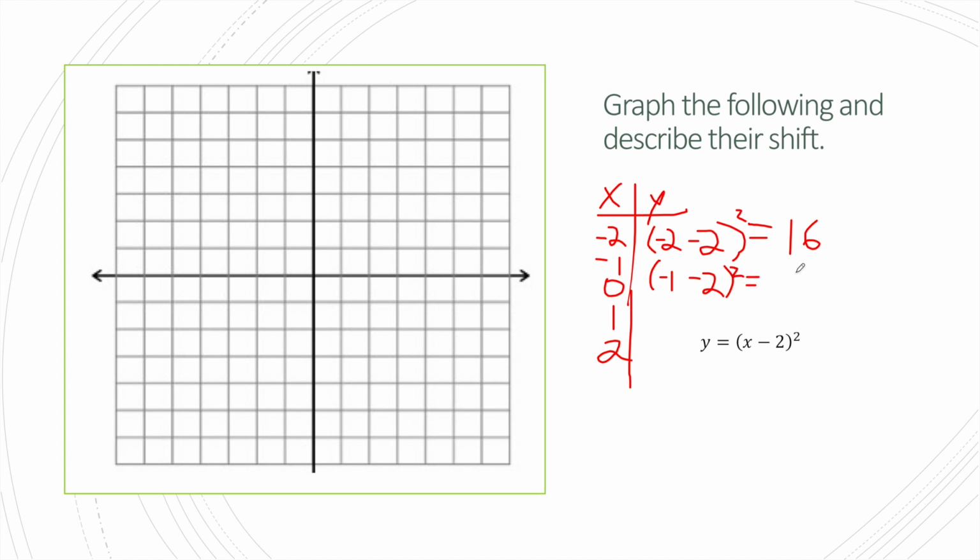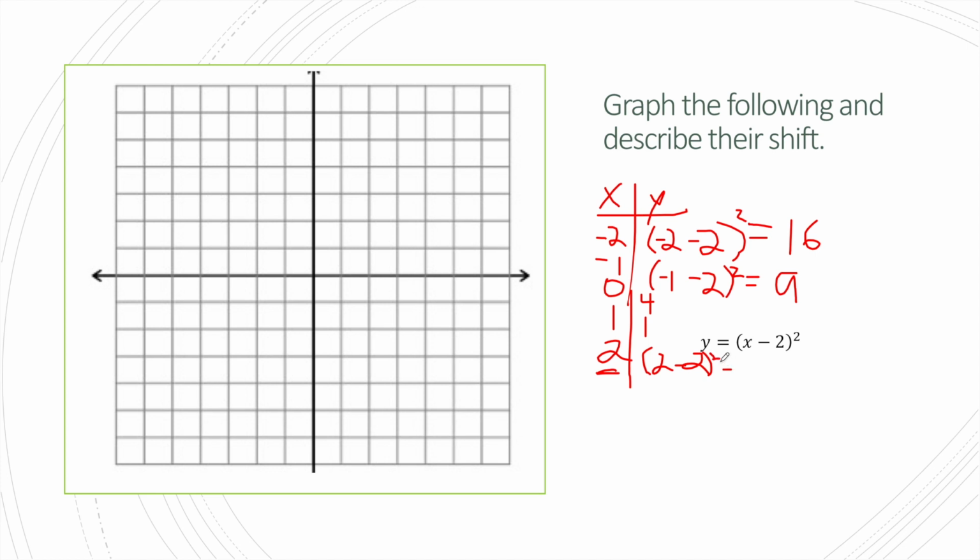So let's go ahead and try this with 0. If I take 0 minus 2, that's going to be a negative 2 squared, which gives me 4. If I take 1 minus 2, that's going to give me a negative 1 squared, which is 1. And if I have 2 minus 2, that's going to give me 0 squared, which is just 0.